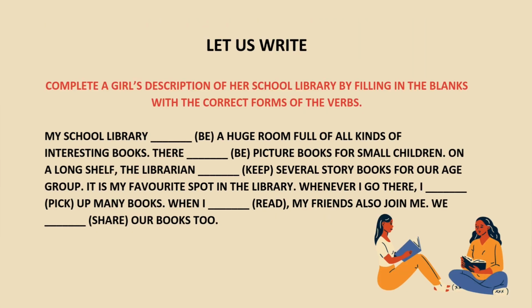Let us write. Complete a girl's description of her school library by filling in the blanks with the correct forms of the verbs. My school library is a huge room full of all kinds of interesting books. There are picture books for small children. On a long shelf, the librarian keeps several storybooks for our age group. It is my favorite spot in the library. Whenever I go there, I pick up many books. When I read, my friends also join me. We share our books too.